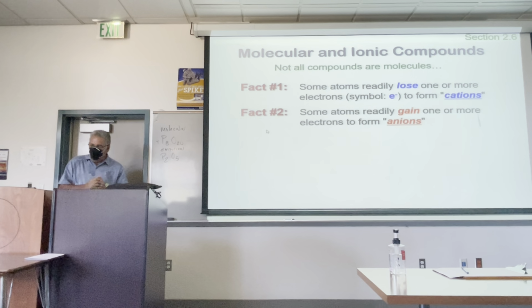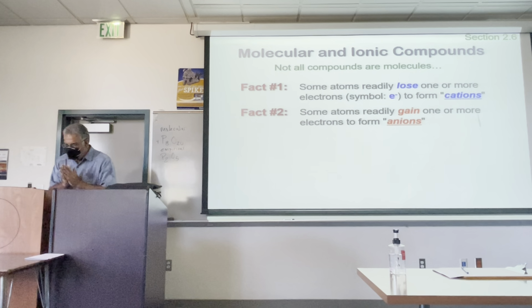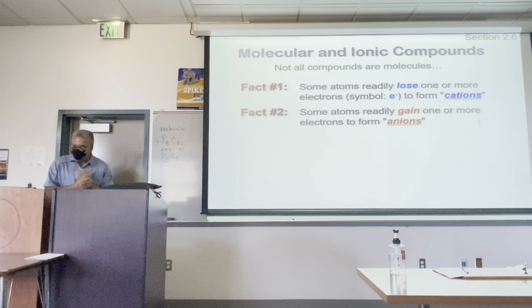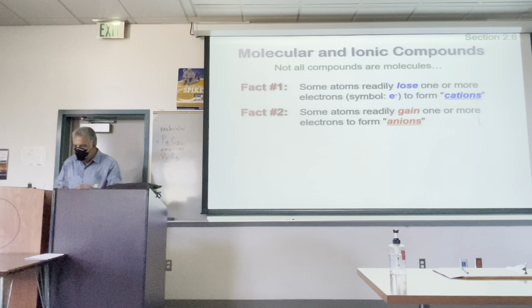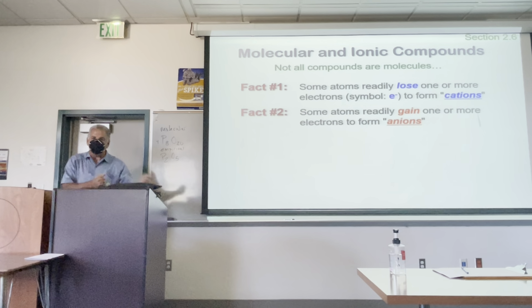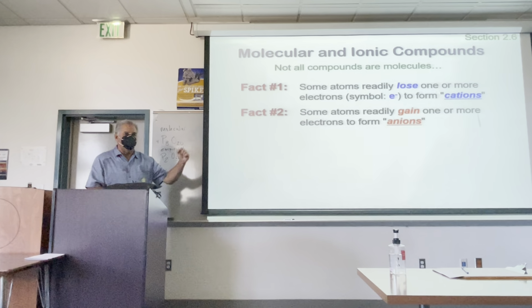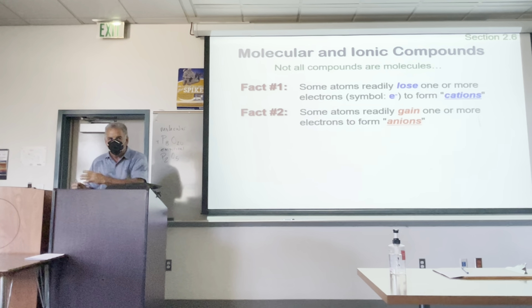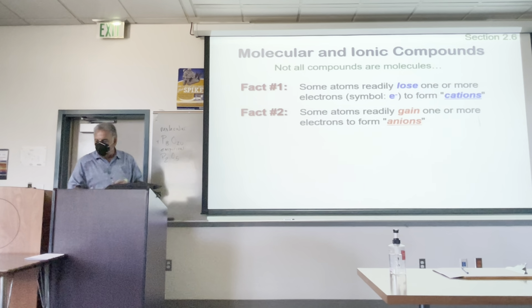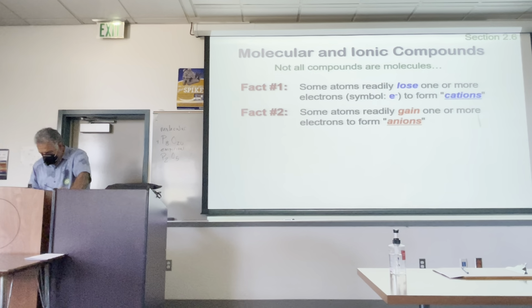Alright. Not all compounds are molecules. Molecular and ionic compounds. Fact one, some atoms readily lose one or more electrons to form cations. Some atoms readily gain one or more electrons to form anions. So ionic means actually gaining or losing, taking that electron that belongs in the sphere of one atom and giving it to another, or taking one from the sphere of another.